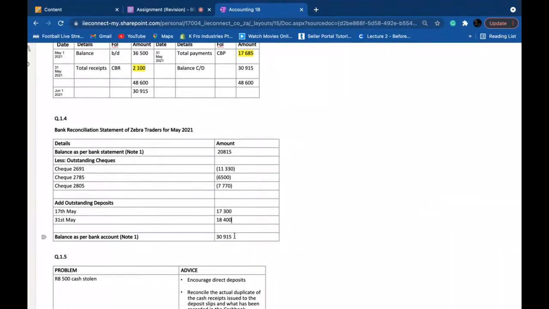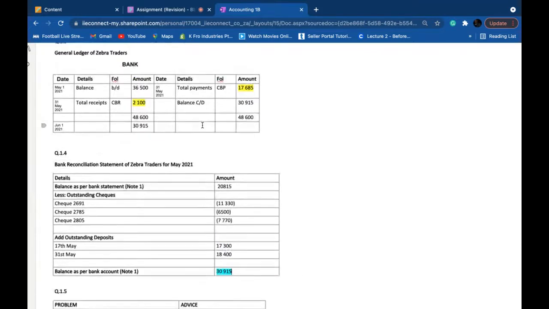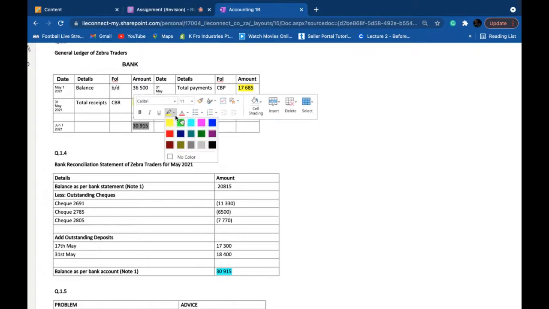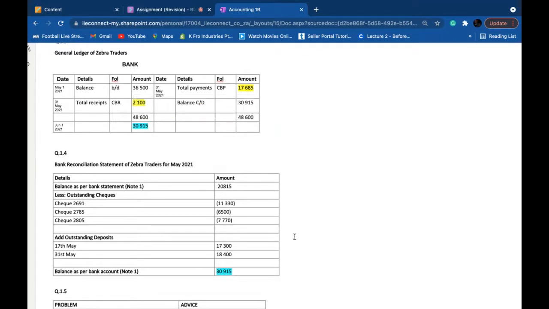All right, and that should lead you to a total, as you can see here, of 30,915. And if you look at the bank account, what's the balance there? When technology goes on strike. You can see there 30,915. So you know, okay, we've managed to do this correctly.